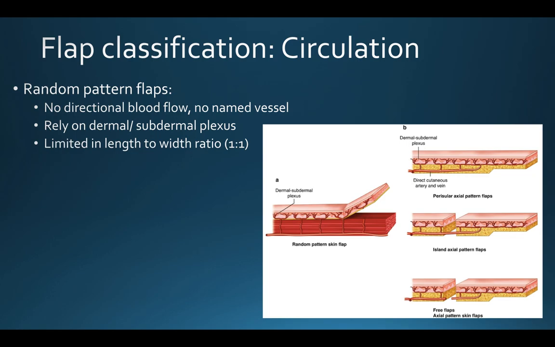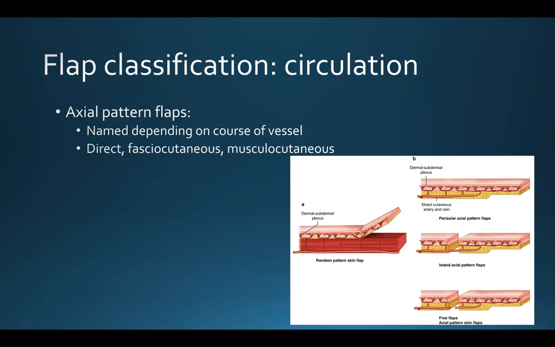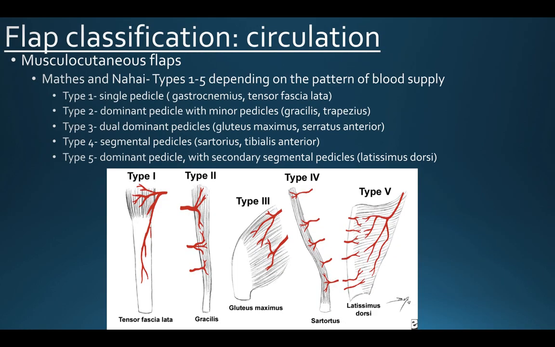These are things to keep in mind. And they're limited in their length to width ratio, so it's 1 to 1. So these usually have to be pretty small. Axial pattern flaps are named depending on the course of a vessel. And then this, I don't think this is something you at this level really need to memorize, but for musculocutaneous flaps that have obviously muscle and skin, there is this typing system that's been described.